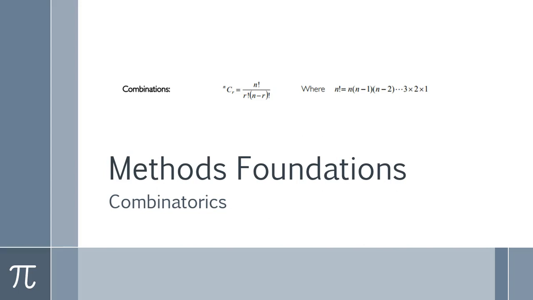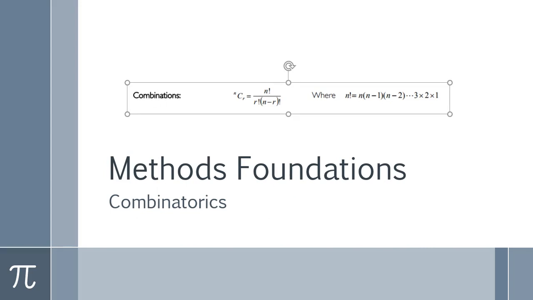Up here I've got from your formula sheet the nCr, that is how we find the number of combinations. And you can see next to it the factorial, where n exclamation mark equals n times n minus 1 times n minus 2 and so on, all the way down to 3, 2, 1.